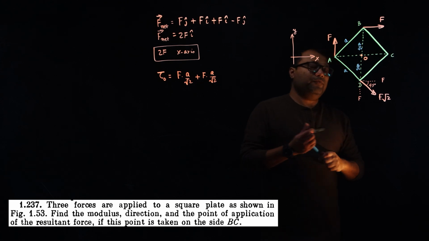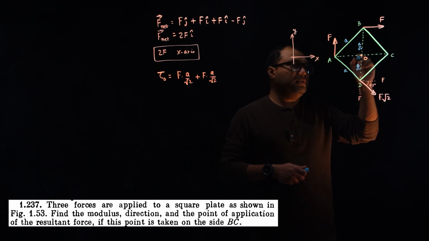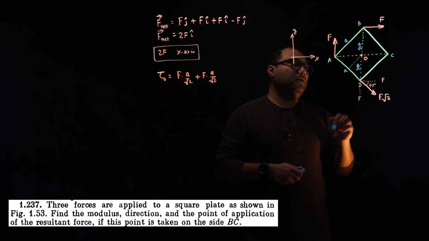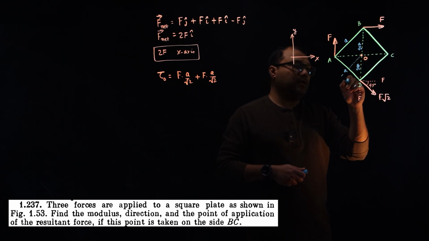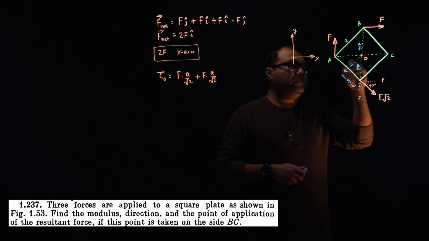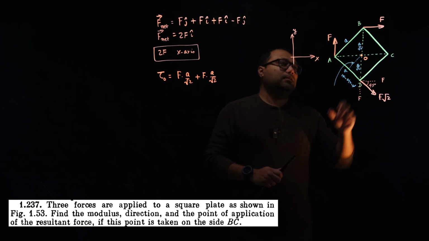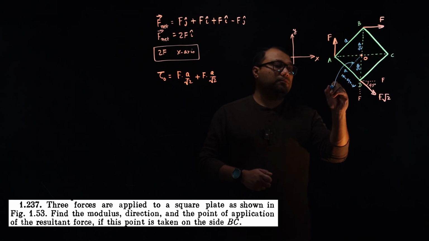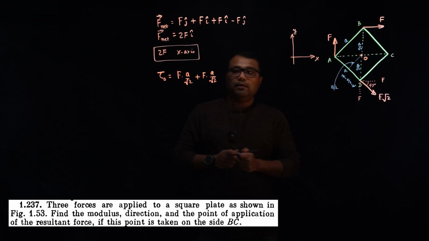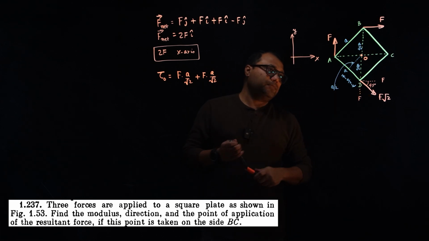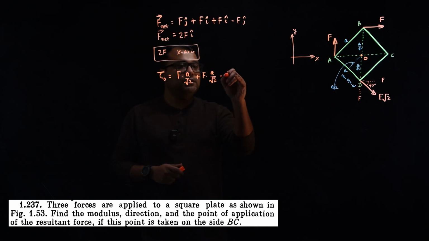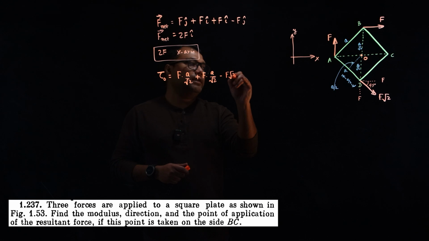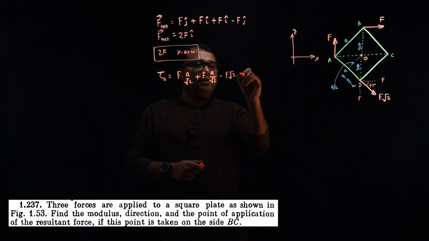Now we have to find the perpendicular distance. So perpendicular distance will be this distance. So if this distance is a by root 2, this is a by 2. So how much is this perpendicular distance? This is half of this side, so this should be a by 2. So the torque due to this is F root 2. So we'll do a minus because it is anti-clockwise. F root 2 times a by 2.